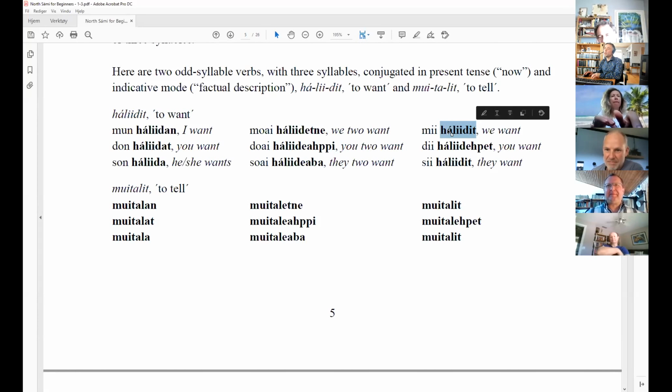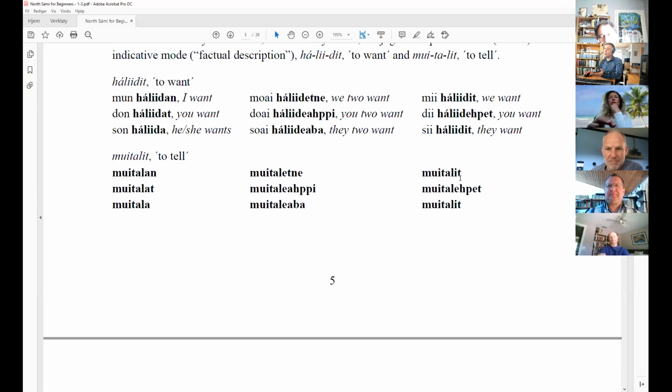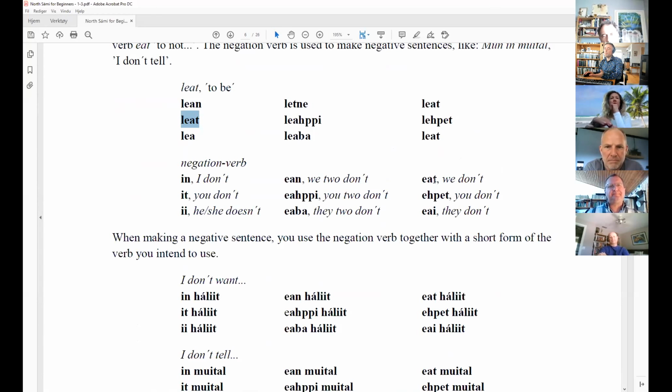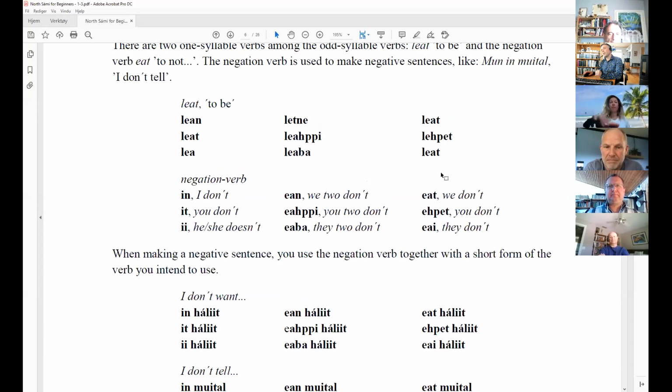Here we have the same form in we want, mi halidit, as in si halidit. And we have the same in muitalit and muitalit, and we also have the same in milat, we are, and silat, they are. And we even have the same form in you are, donlat. But in the negative verb, we don't have these. Here we have three different forms. Ich, muital, you don't tell. Mi ät muital, we don't tell. And si ei muital. So we don't always have that these three are connected.